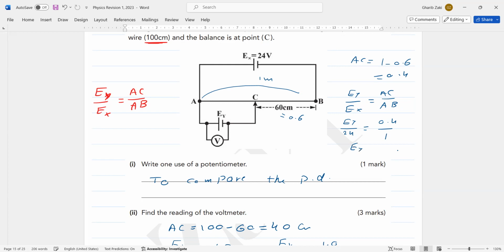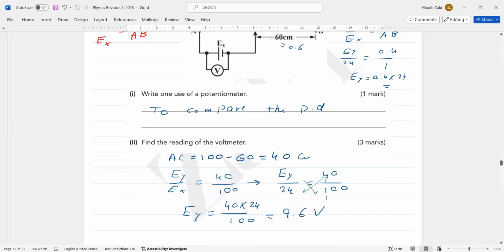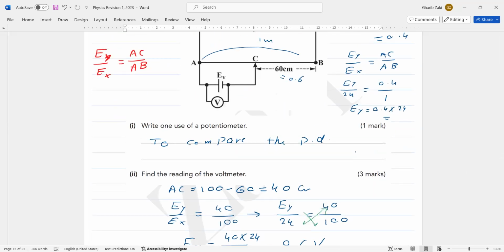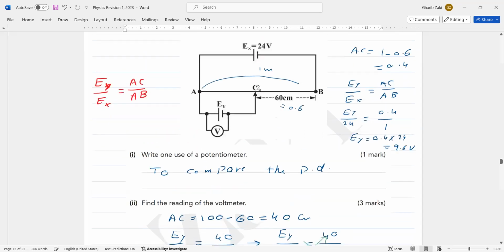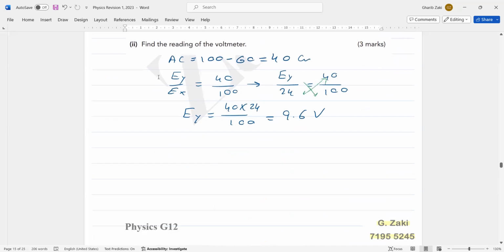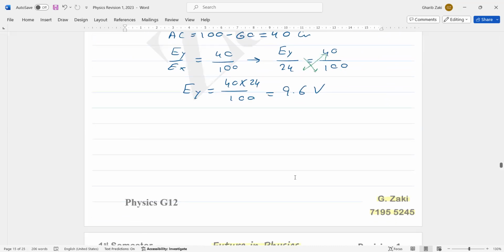Then EY will be 0.4 times 24. You will get the same answer. Okay? It will be 9.6. Maybe you forgot to convert 100 centimeter. It must be 1 meter. Okay? Did I reply?